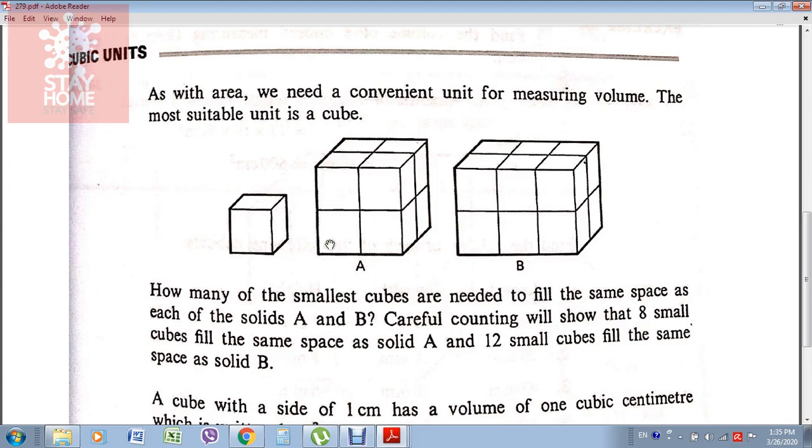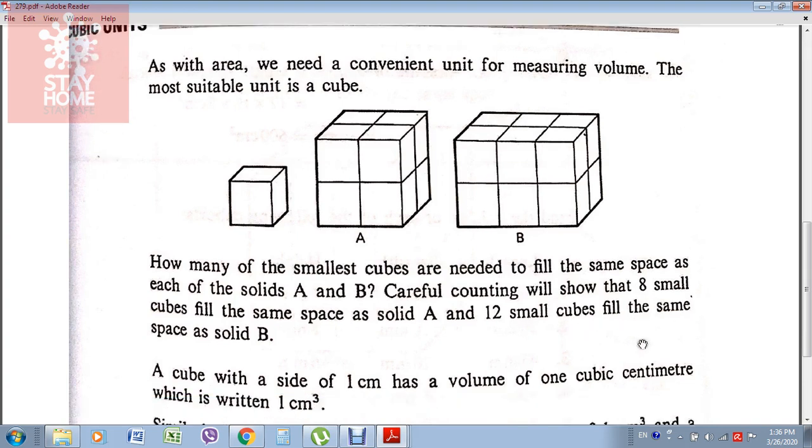So how many cubes are there? 4 in the front and 4 in the back: 1, 2, 3, 4 in the front and the same 4 in the back. So 8 cubes. In B, how many? 1, 2, 3, 1, 2, 3, 4, 5, 6. 6 cubes on the front and 6 cubes on the back. So 12 small cubes fill the same space as solid B.